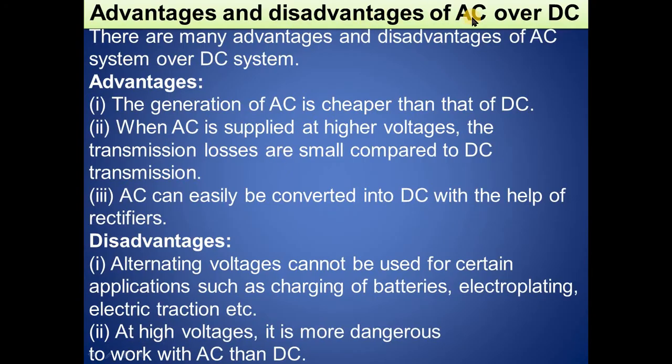Advantages and disadvantages of AC over DC. There are many advantages and disadvantages of the AC system over the DC system. Advantages: the generation of AC is cheaper than that of DC. That is the first point. The second point is, when AC is supplied at higher voltage, the transmission losses are smaller compared to DC transmission. The third point is, AC can easily be converted into DC with the help of rectifiers.